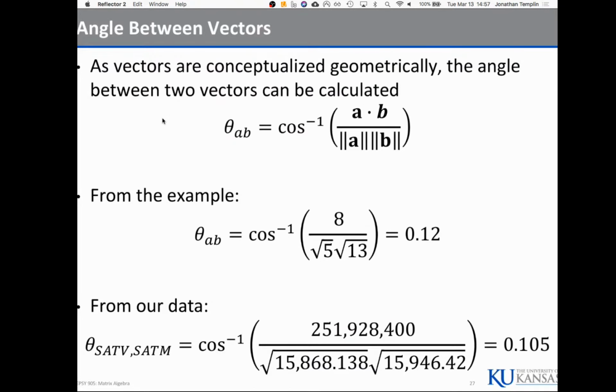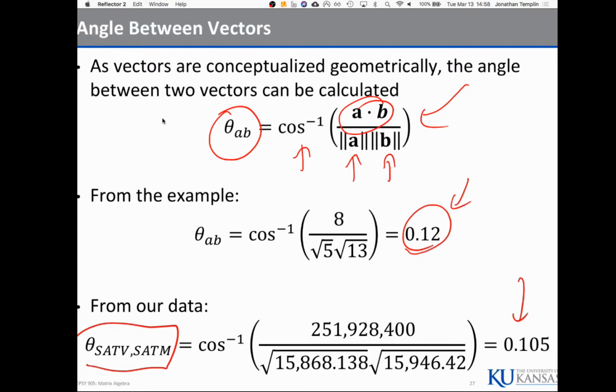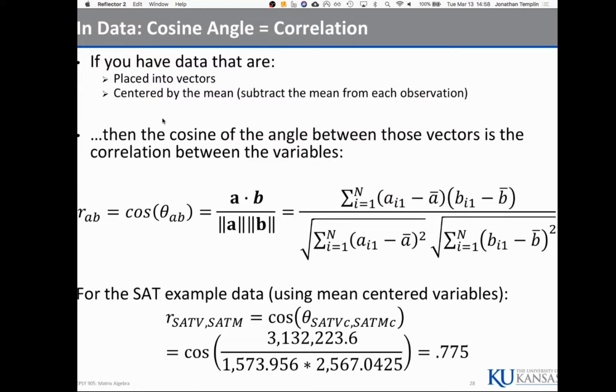So, getting into this, here's the angle between vectors. That's an inverse cosine. That's a dot product up there, and each of these are the length of A and the length of B. So for our example, the angle between the two vectors is 0.12. The angle between our vectors and our data is 0.105. And believe it or not, if you take your data and you mean center it, again, you have to mean center it first, so you take those vectors and center them by taking the mean out of it, then the correlation between those column vectors that are mean centered is given by the cosine of the angle between them.